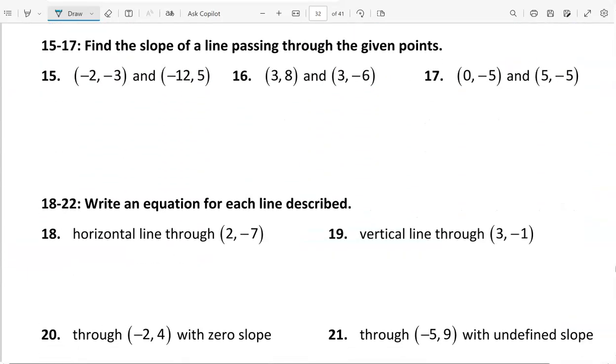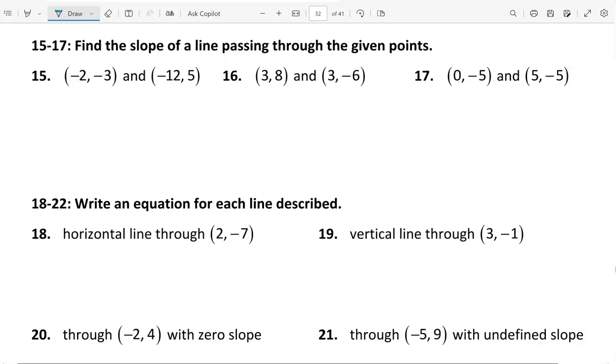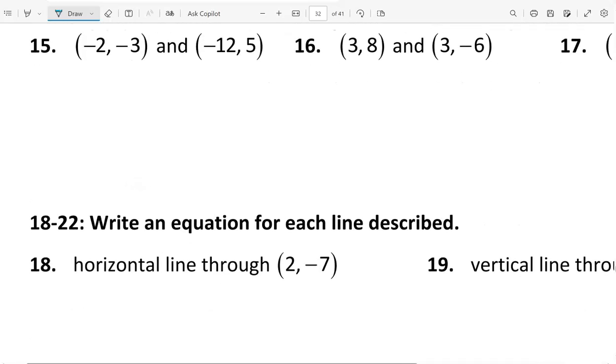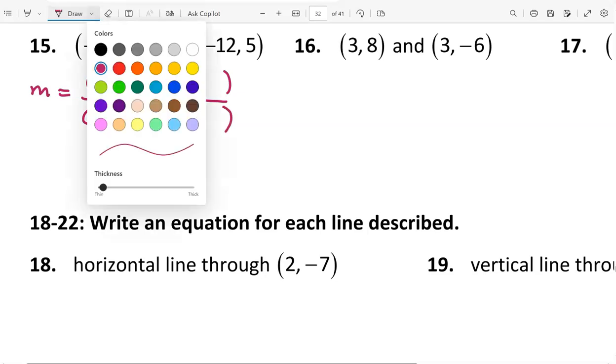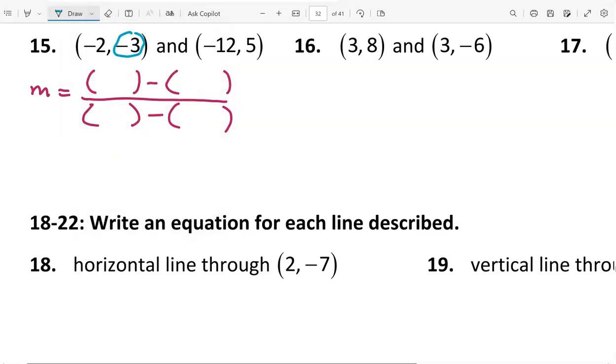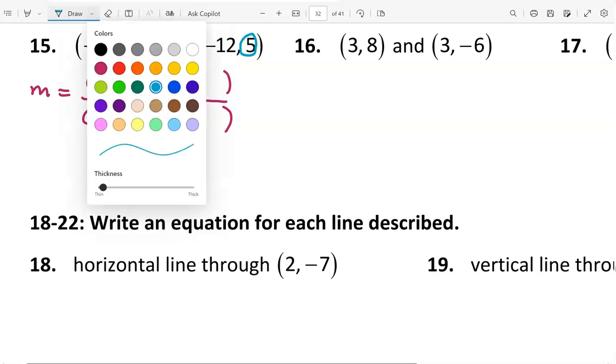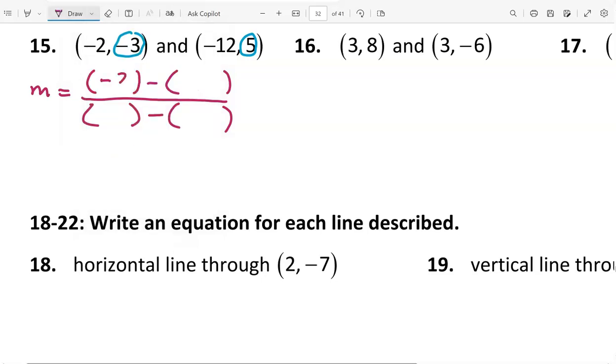For numbers 15 through 17, we are finding the slope of the line passing through given points. I'm going to suggest that in order to find slope, which is called m, that we use that template, something minus something divided by something minus something. And the something on the top is the y values that we are subtracting. So subtract negative 3 minus 5. And then on the bottom, we're going to subtract the x's. Negative 2 minus negative 12.